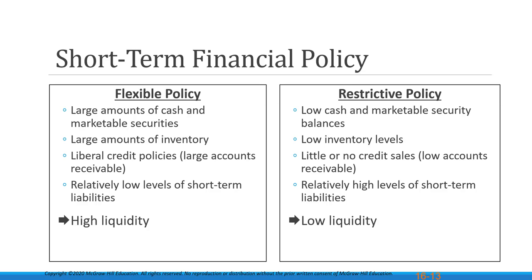The restrictive policy means that we have low cash and low inventories. We do little to no credit sales, so we try to push as much cash as possible. And we have relatively high levels of short-term liabilities. So in this example, we use the short-term liabilities to cover that cash gap. Companies with a really restrictive short-term financial policy have lower liquidity than companies with a flexible policy.